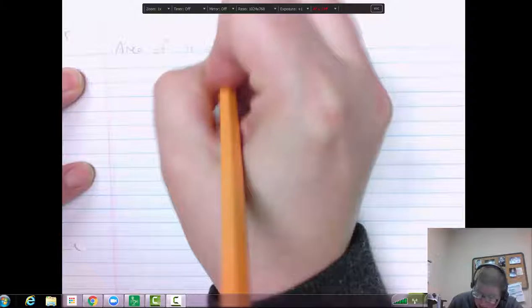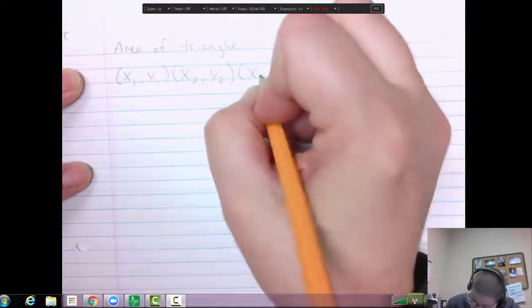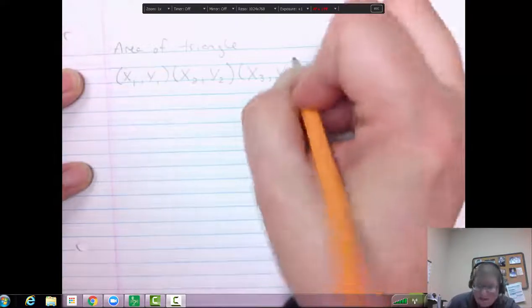Okay, so the last thing is one thing that we might use the determinant for, or two things actually. So this is kind of using the determinant. So did you know the area of a triangle, using a determinant, let's say it has vertices x1, y1, x2, y2. Obviously these would be numbers, x3, y3. So those would be our numbers.